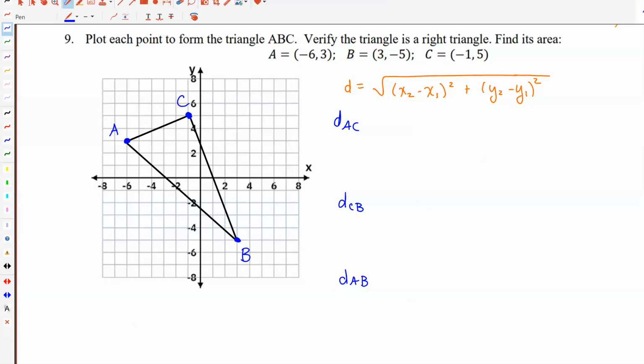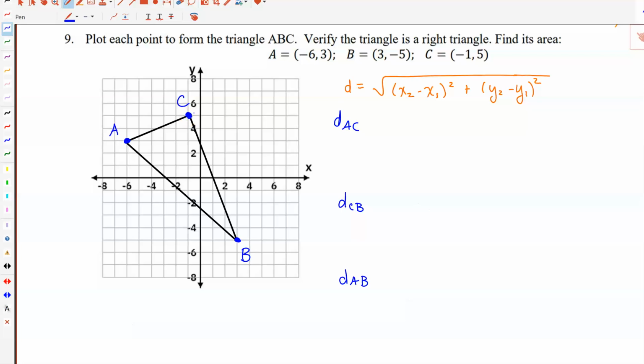In this example, we're asked to plot each point to form the triangle ABC, and we're going to verify the triangle is a right triangle and then find its area. And then we're given the 3 points. A is -6, 3. B is 3, -5. And then C is -1, 5. So the first thing would be to plot these on a coordinate grid.